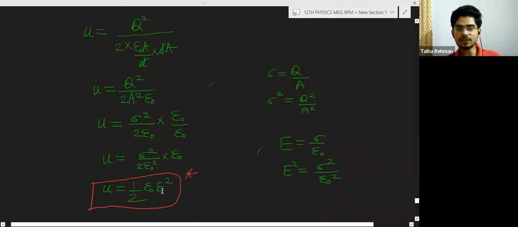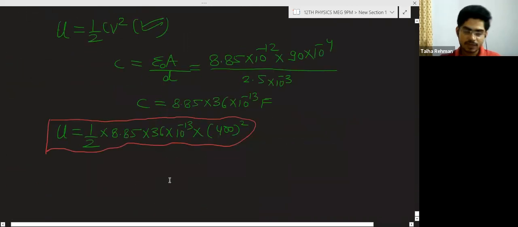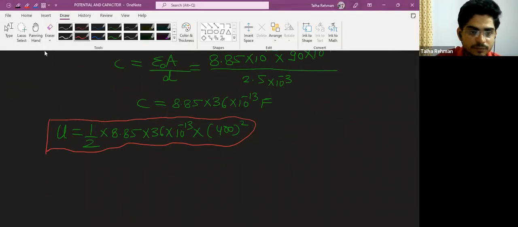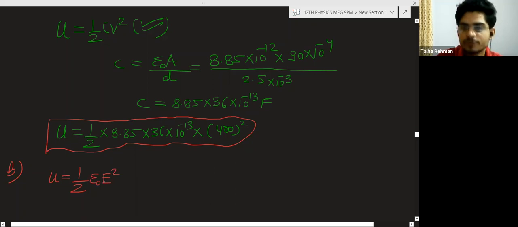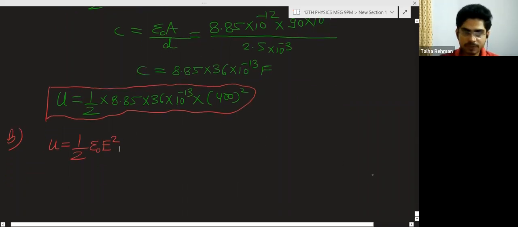Half epsilon naught into electric field square. Energy density, B. Energy density means small u, half epsilon naught into E square. We know the value of epsilon naught, it is 8.85 into 10 to the power minus 12. But we do not have the electric field. And I have told you, Hamza, many times, the value of total electric field inside the plate of capacitor is sigma by epsilon naught. And sigma is charge upon area.